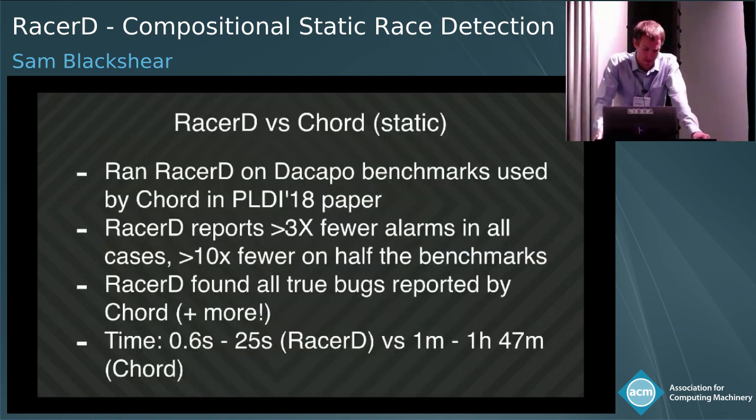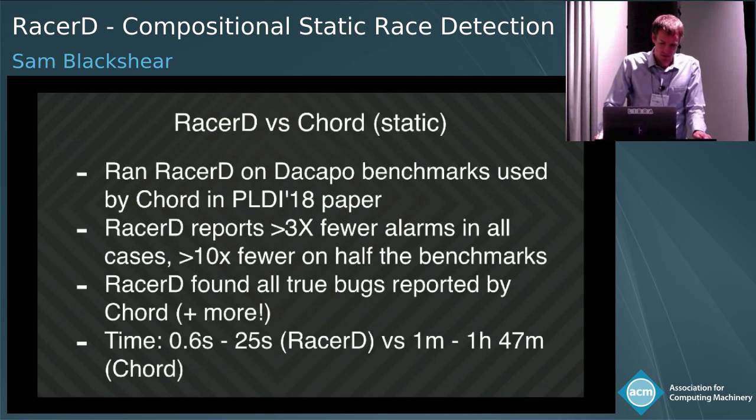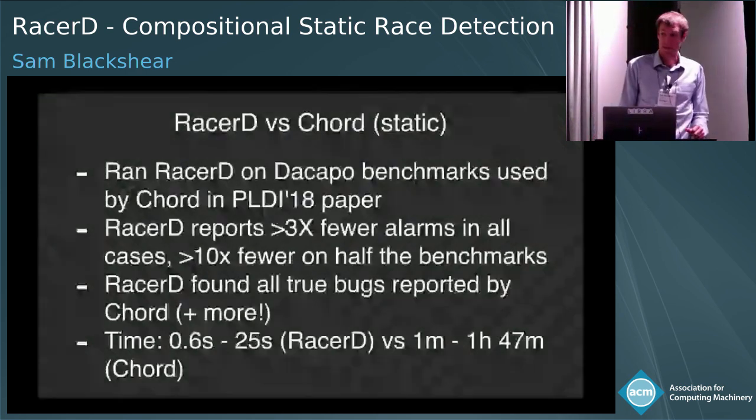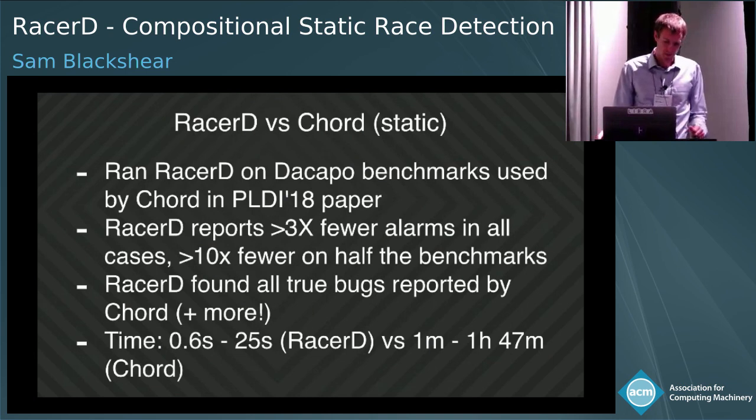So to evaluate this, we picked a static tool and a dynamic tool, like the best open source ones we could find, and ran against them on their home turf. So we chose Chord, which is a fairly old but pioneering work in Java static analysis, and we ran it on the decouple benchmarks that they used in this recent PLDI paper. We found that we reported 3 times fewer alarms on all of the benchmarks, and on half the benchmarks we reported an order of magnitude fewer alarms. They did the hard work of triaging their results and finding true bugs in their paper, and we were able to find all of those true bugs plus a few more.